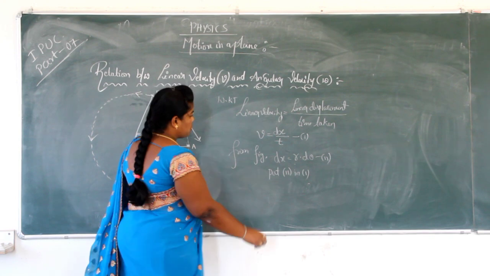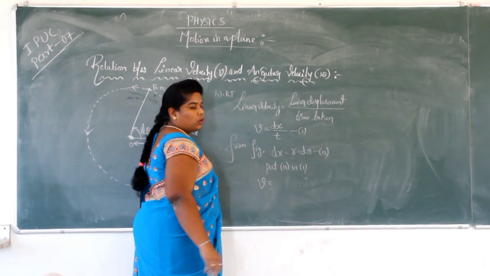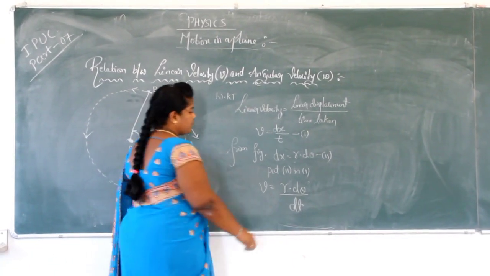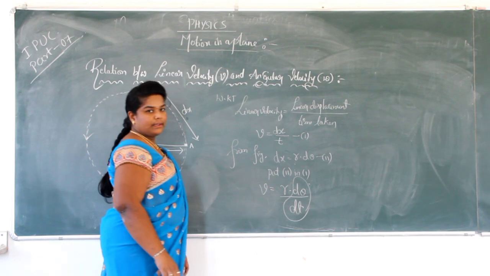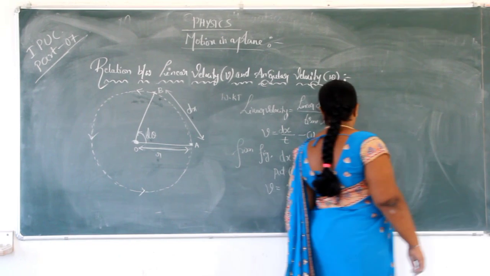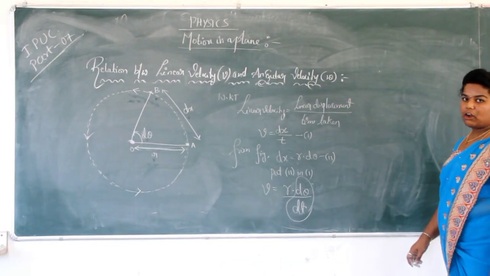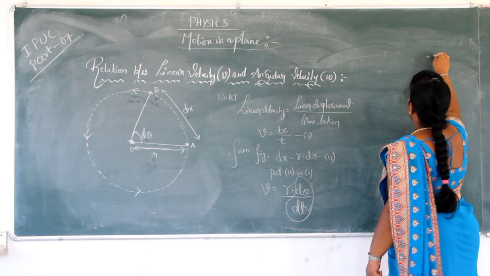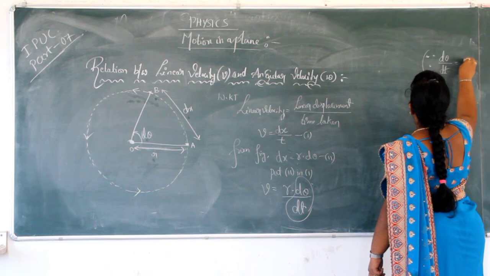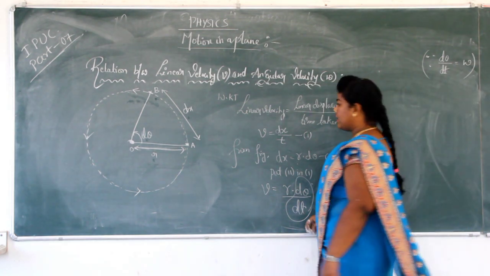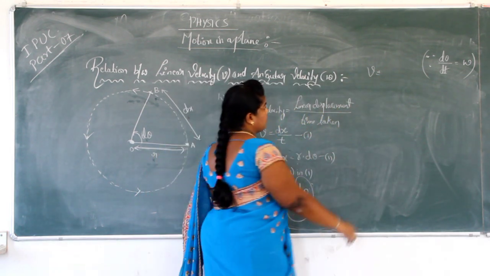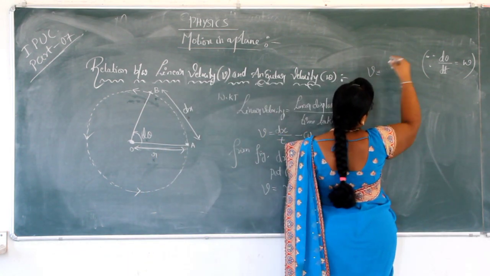Now observe, v is equal to r d theta divided by dt. But observe, d theta by dt is omega. You know that the rate of change of angular displacement is called angular velocity, because we know that d theta divided by dt is equal to omega. Substituting, here v is equal to r dot omega.